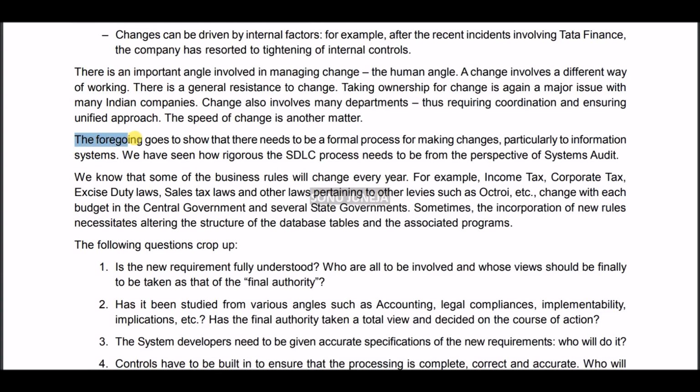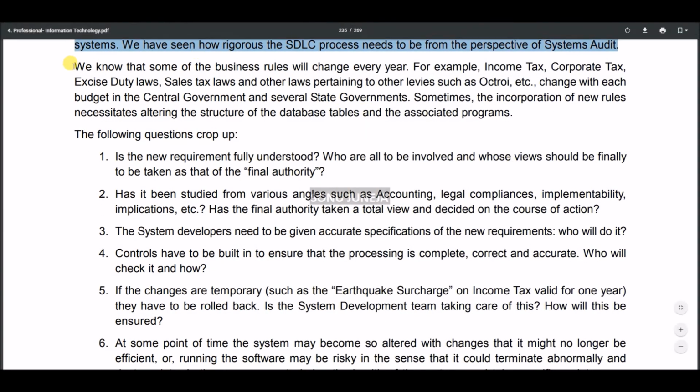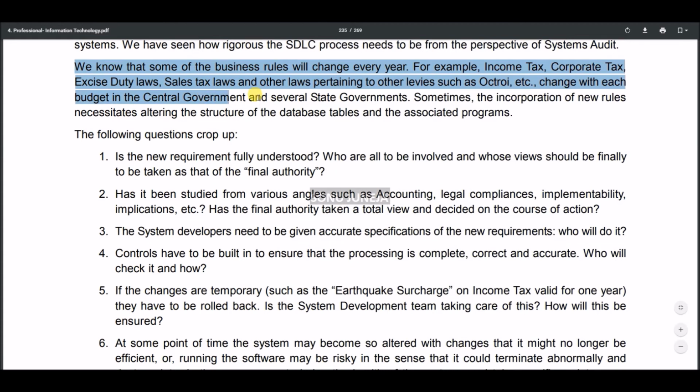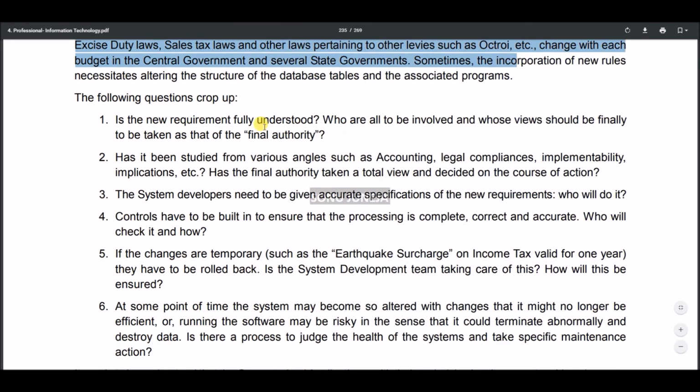Now, the foregoing goes to show that there needs to be a formal process for making changes, particularly to information systems. Now, we've seen how rigorous the SDLC process needs to be from the perspective of system audit. Now, we know that some business rules will change every year. For example, income tax, corporate tax, excise duty laws, sales tax, and other laws, the levies of such sectors, etc., change within each budget in the central government and several state governments. Sometimes the incorporation of new rules necessitates altering the structure of the database tables and the associated programs.